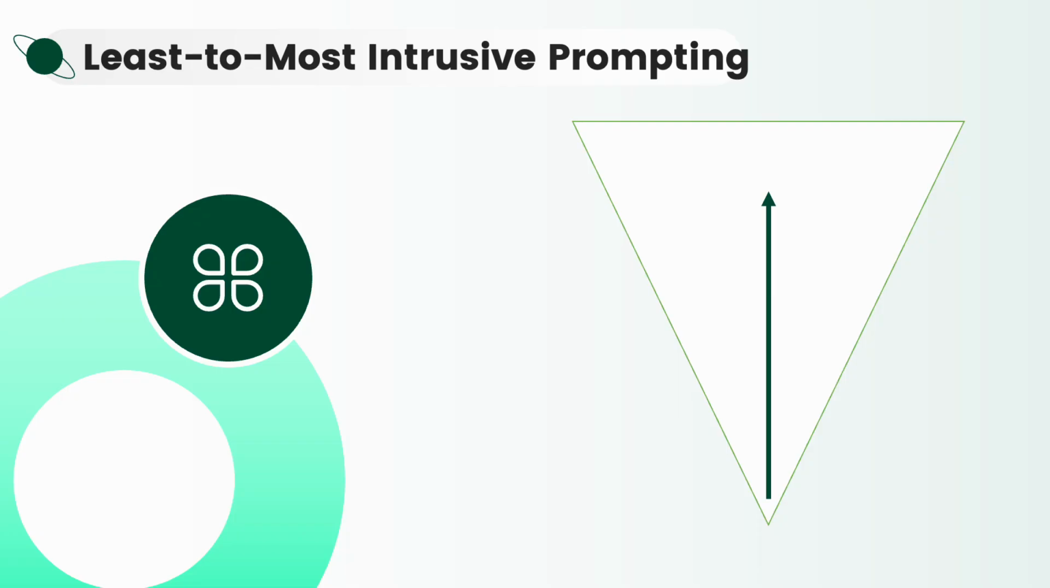If no response or an incorrect response is given, then we move up the hierarchy. Start with a gestural prompt, then maybe a verbal hint, then a model, then physical guidance if needed. We only increase support as necessary.